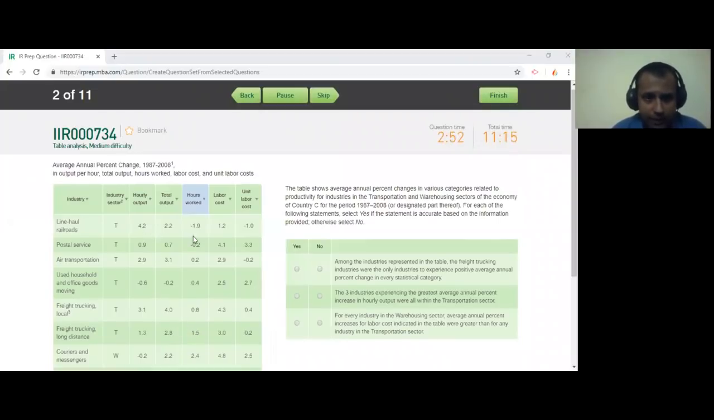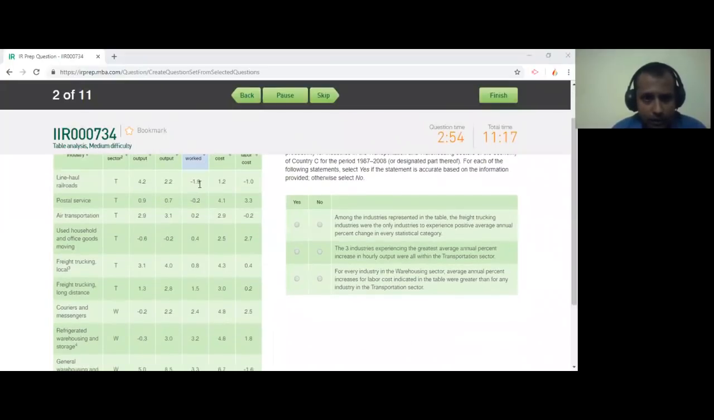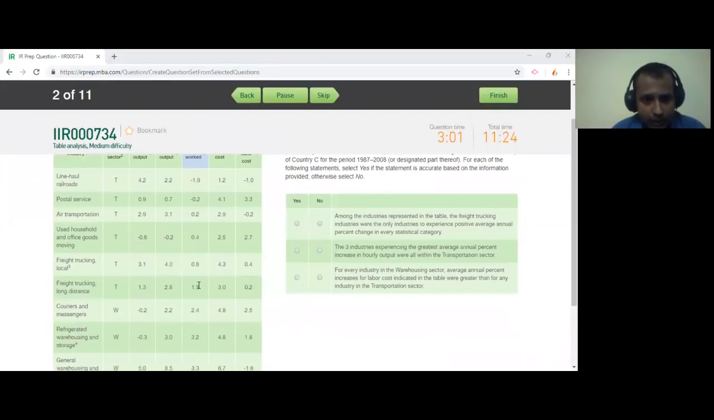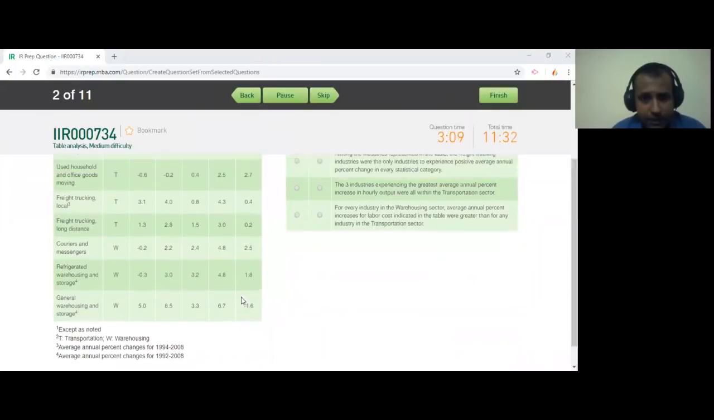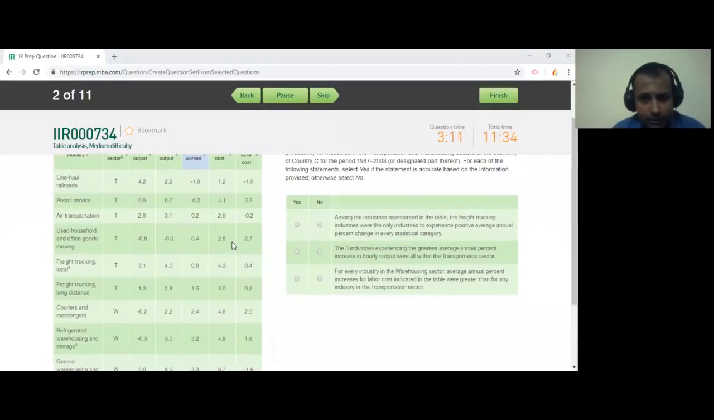So if I see very quickly, line haul, one of them minus 1.9, postal service minus 0.2, and so on and so forth. I can very quickly verify couriers minus 0.2, minus 0.3, minus 1.6. So everybody with me on this that yes, for all the other rows, I do have at least one number as negative. So it's a yes. Everybody with me on that, right?